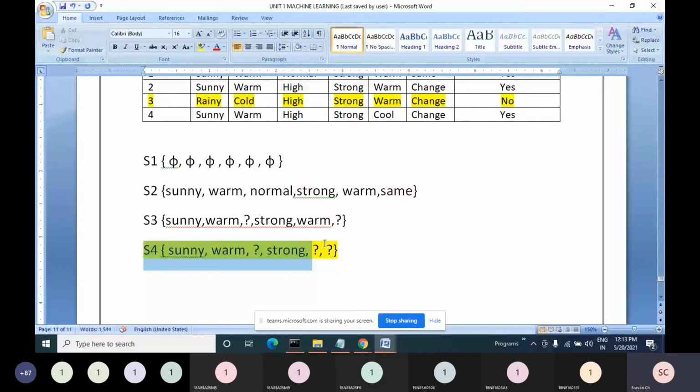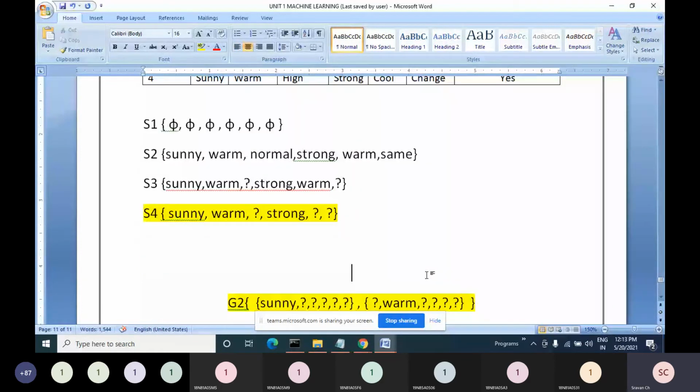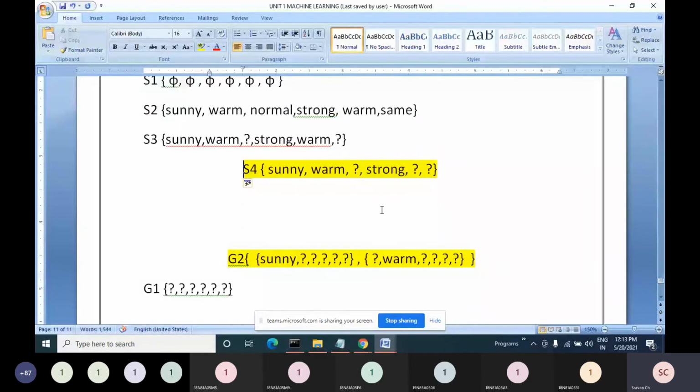I have 4 records. I don't have a fifth record, so my process of updating the most specific hypothesis and the most generic hypothesis is closed. Now once this process is completed, I need to observe my most specific hypothesis, which is S4, and my most generic hypothesis, which is G2. I need to observe them carefully and try to see, is there any possibility of deriving a few more hypotheses? And that's what we have done in our last step.